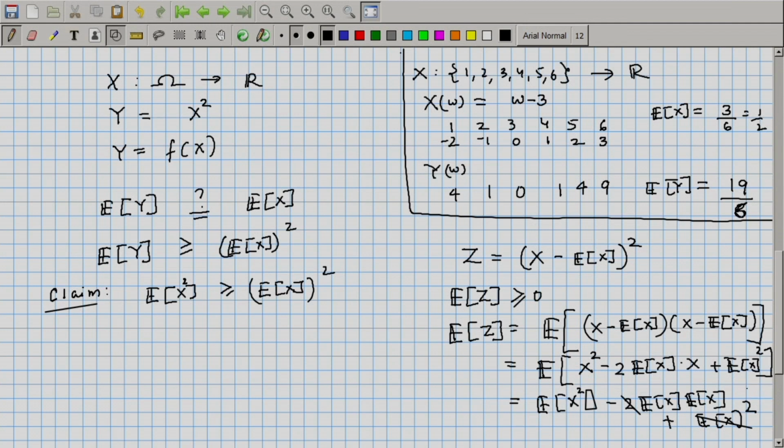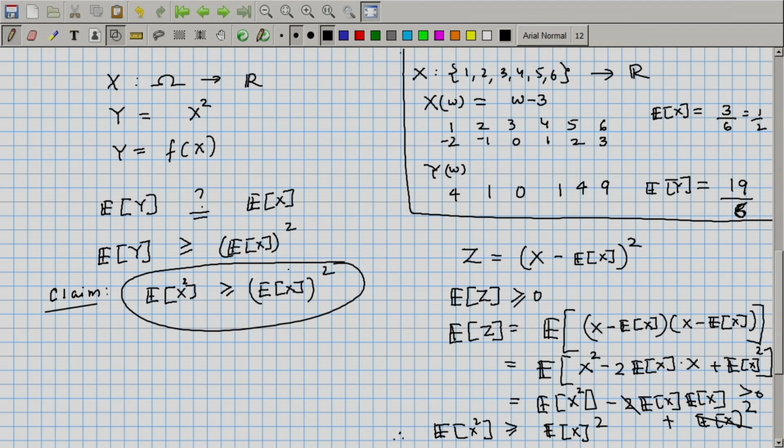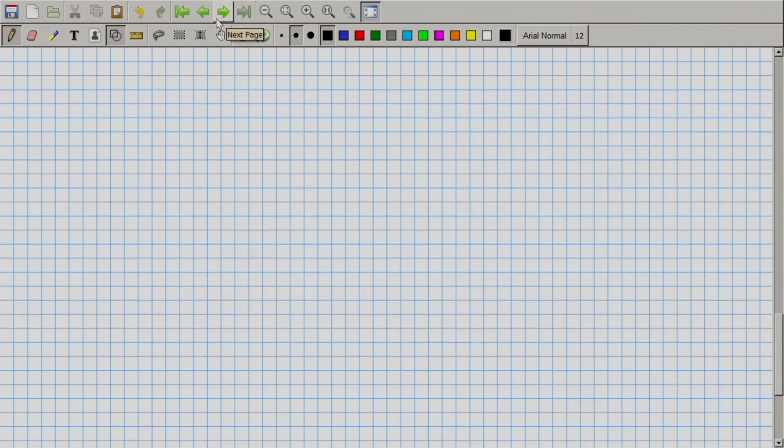Okay. So, since this quantity we know is greater than 0, we can conclude that expectation of x square is greater than expectation of x the whole square. Okay. So, that basically is a proof of this particular statement. But in fact, something much more general is true. And that general statement is called Jensen's inequality. We will state and prove Jensen's inequality, that is going to be used many times during our course.